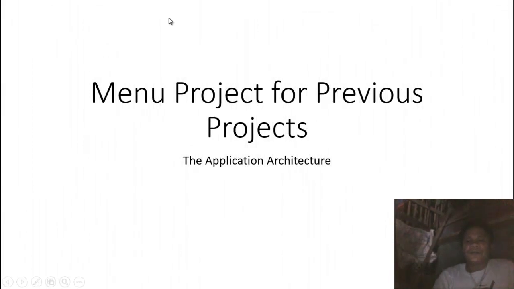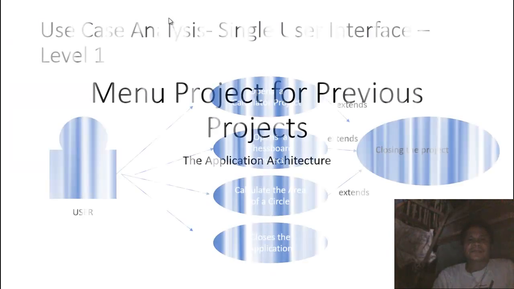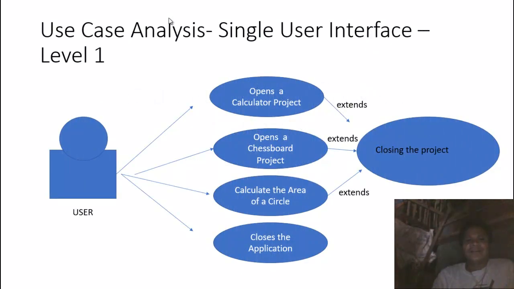Menu project for previous projects, the application architecture. What we are going to do here is add up a little spice on what we have been discussing so far on classes and objects. The use case analysis for some single user interface level 1 menu project. A use case diagram is composed of an actor and use cases. The actor here is the user and there are 5 use cases.